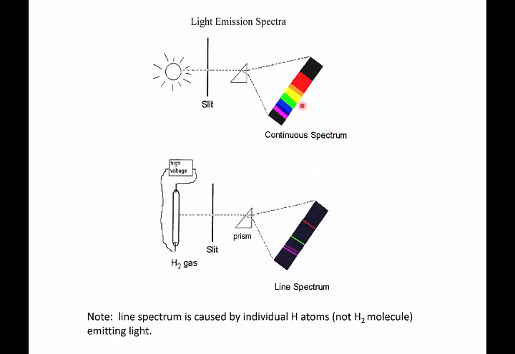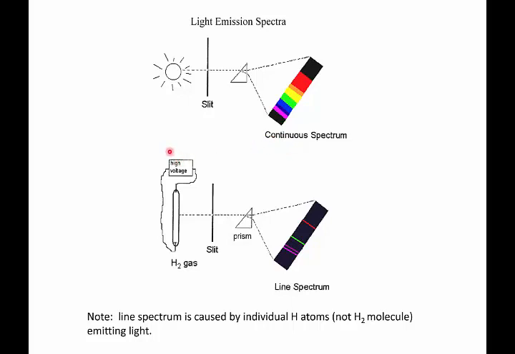Allow me to explain. When light from the sun passes through a slit and is then spread out by a prism, you see a rainbow of colored bands. It's a continuous band of colors. Adjacent colors blend into each other. There are no breaks or dark bands in the spectrum. This is called a continuous spectrum.